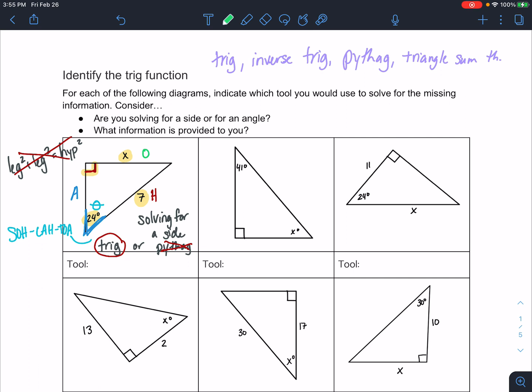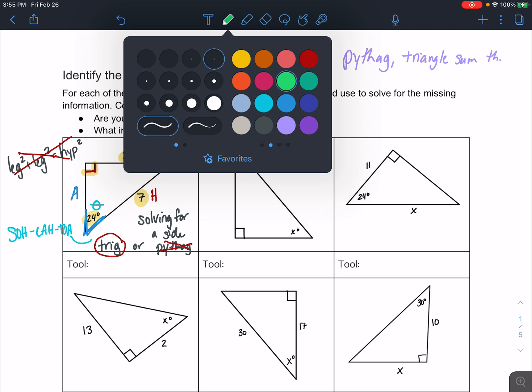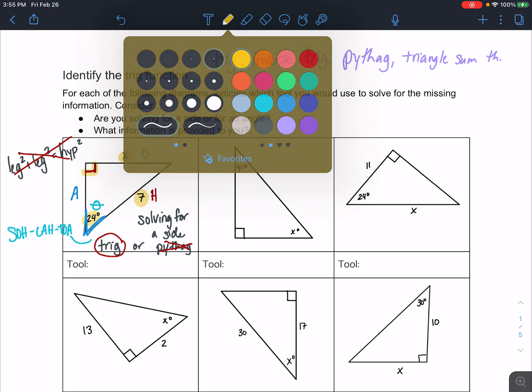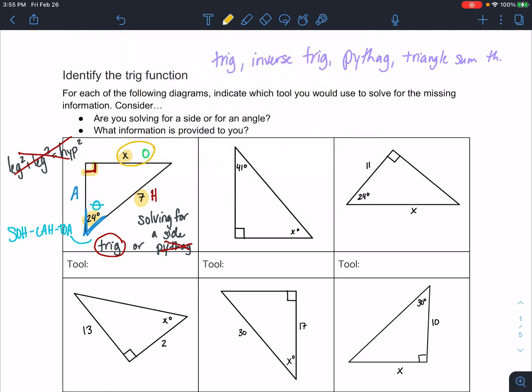So in this case, I've got things that are known to me at O and at H. So I've got the SOH part of SOHCAHTOA. So I am going to use sine to solve this problem.